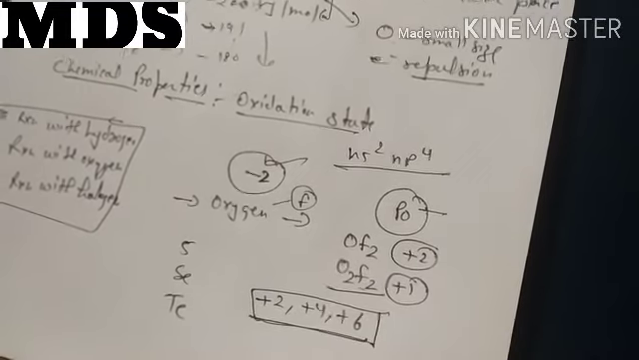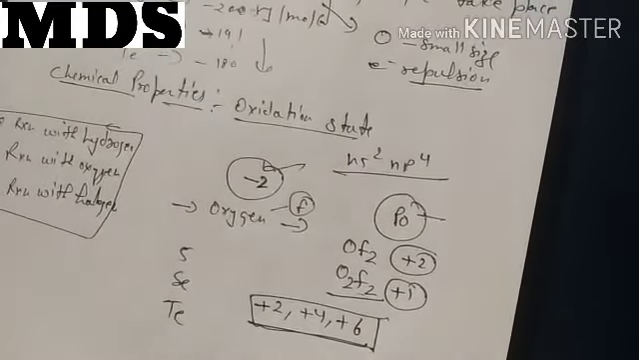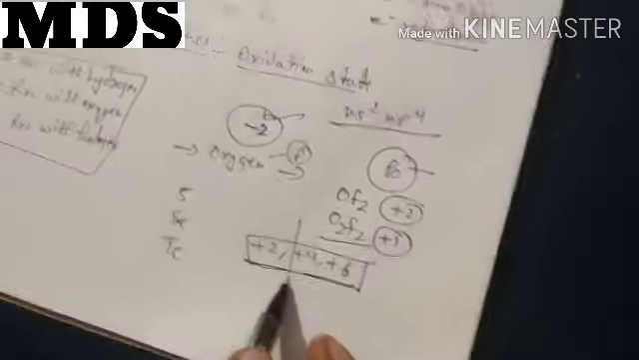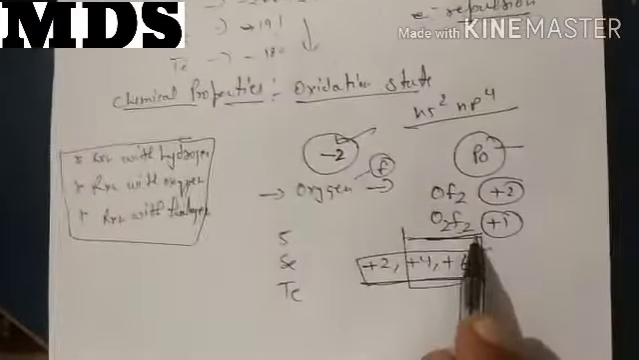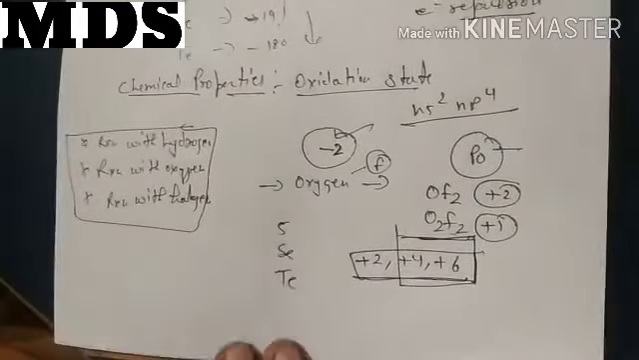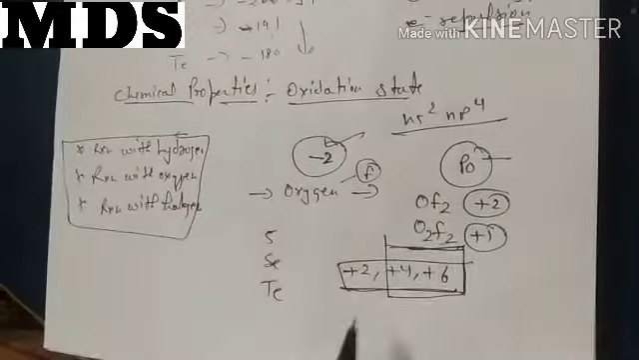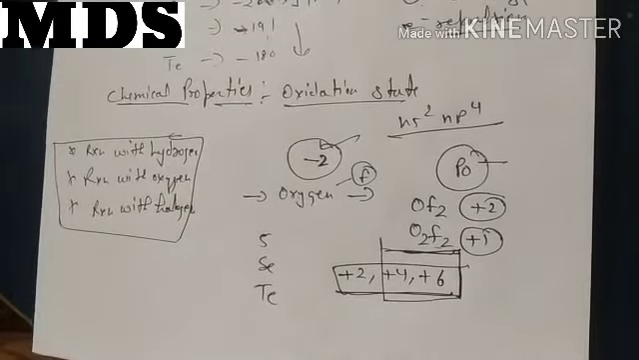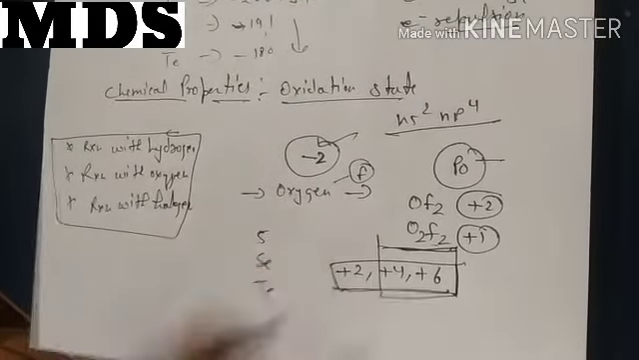Despite -2, -2 also shown by them, but +2, +4, +6 is more favorable. Which +4 and +6 is more predominant in case of these group elements. They hardly show +2 oxidation state. +4 and +6 are most commonly what they are showing.